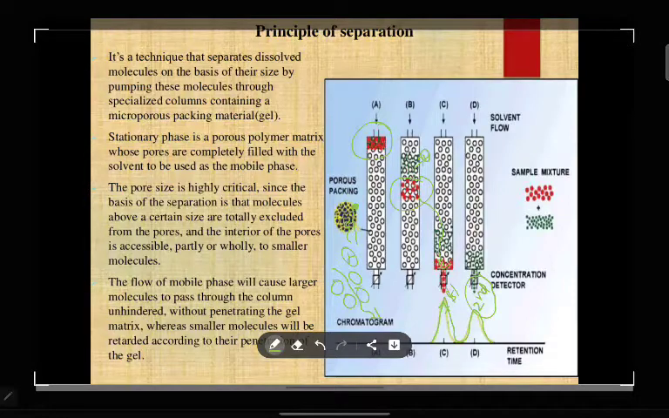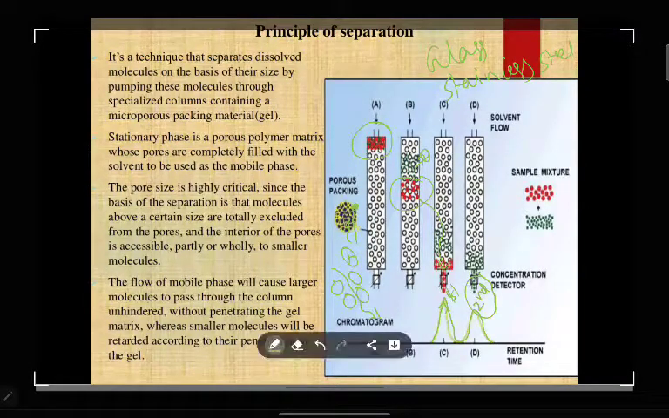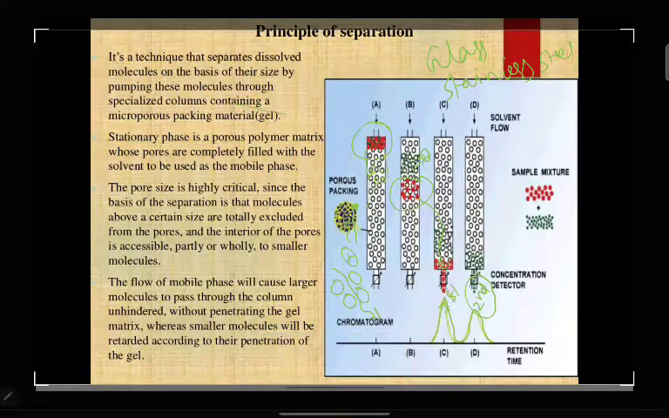First we are going to take a column. The column is made of either glass or stainless steel. Inside the column, what are we going to do? We are going to fill the column with adsorbent, or stationary phase. What is that stationary phase? Microporous packing material. This is what we are taking as the stationary phase.